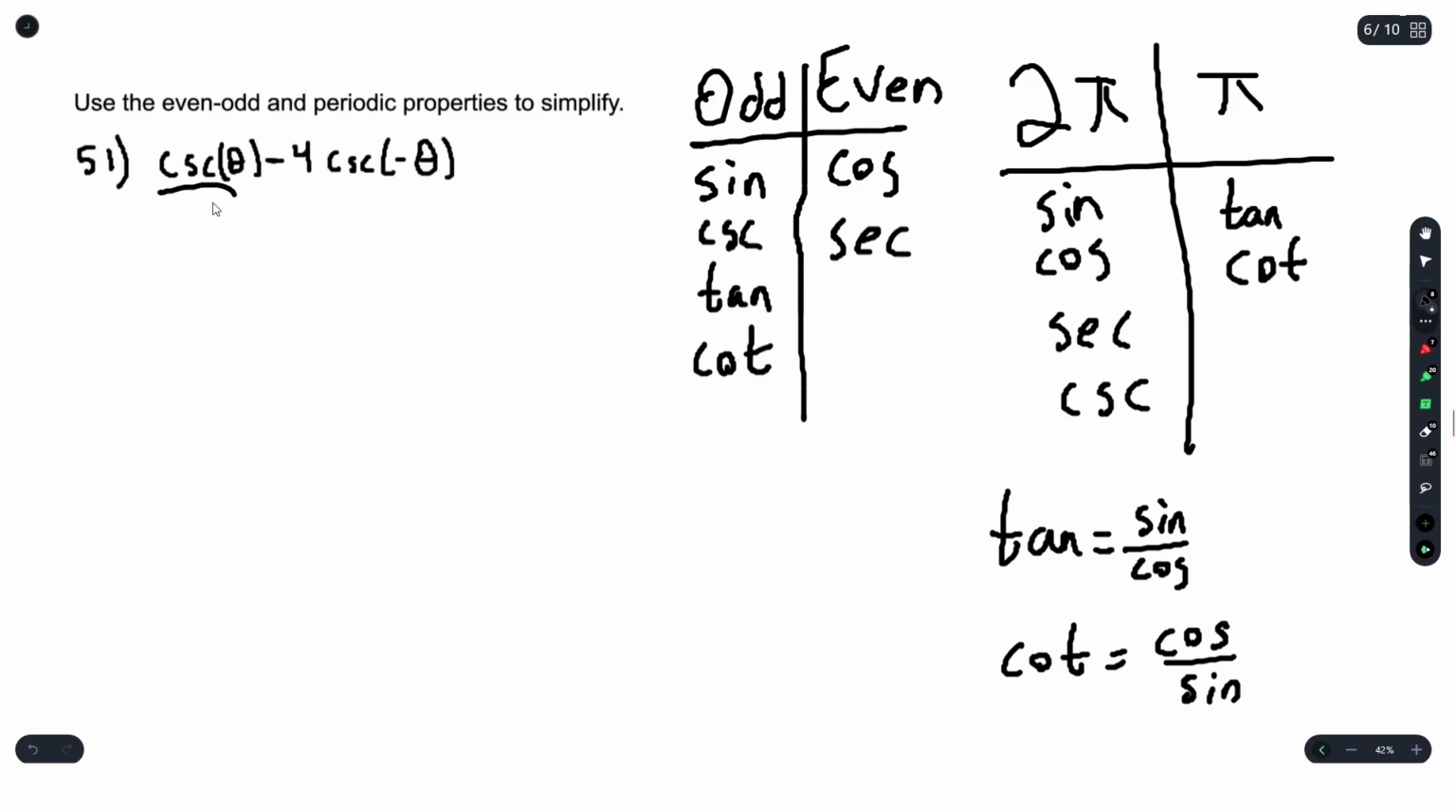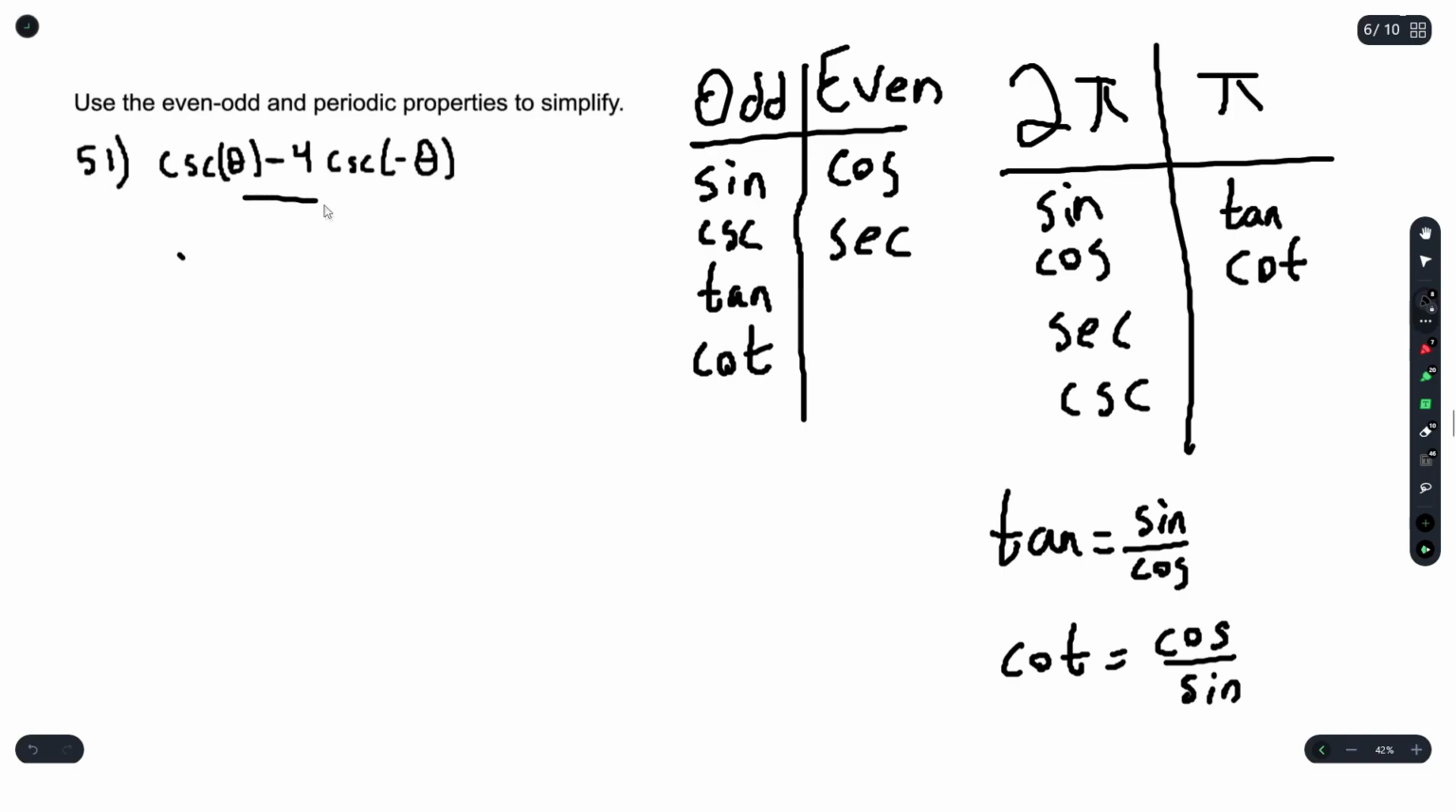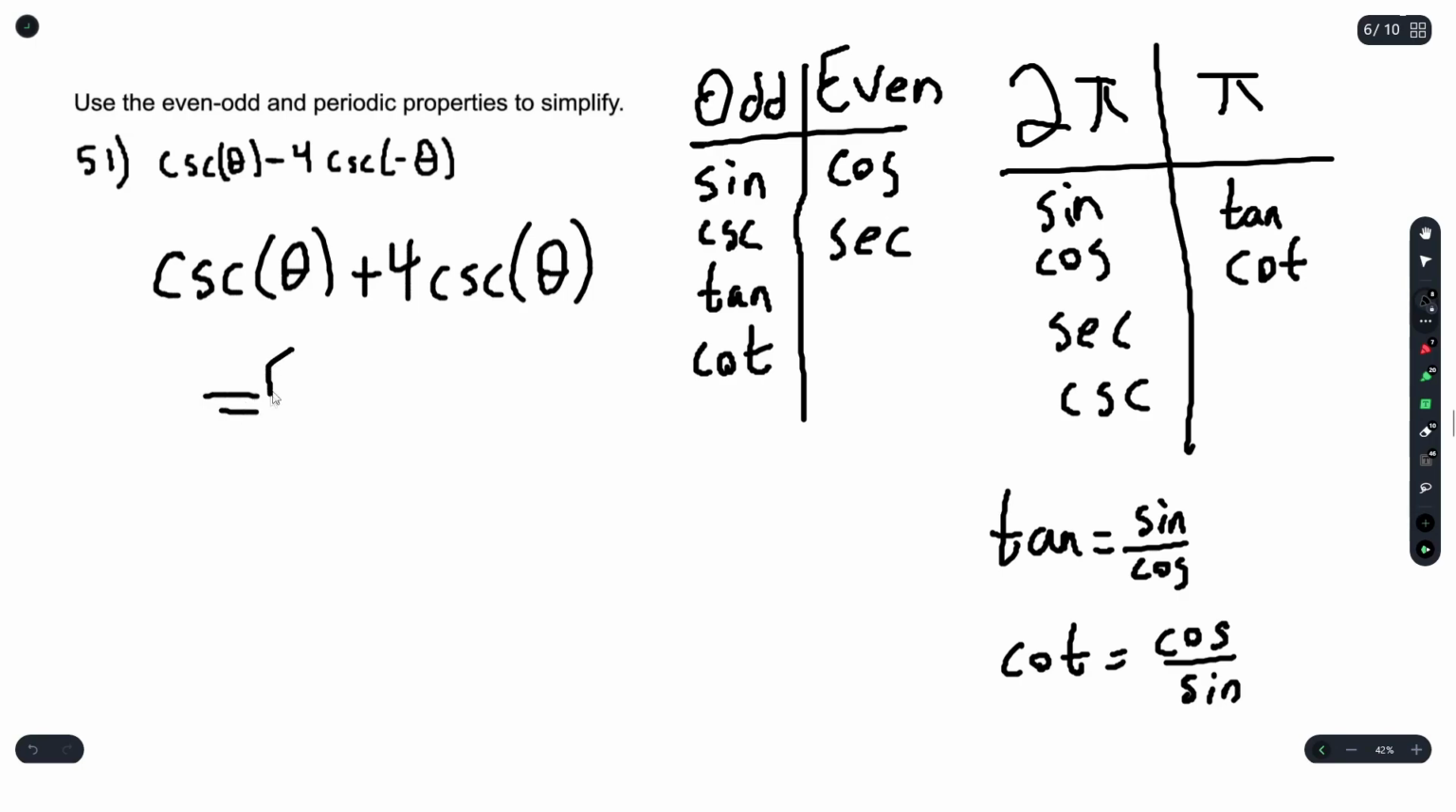So here, nothing to simplify here. Cosecant is odd, but we can't really do anything about it. Then we have minus 4 cosecant of negative theta. Here we cannot subtract them because they don't have the same inner value of the parentheses. But since the cosecant is odd, we can take this negative here and throw it outside. So it becomes cosecant theta minus, or plus 4 cosecant of theta. So it becomes 5 cosecant theta.